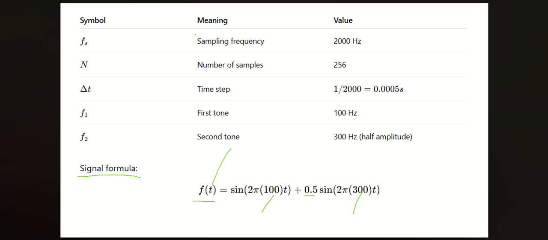So here fs is the sampling frequency, say 2000 hertz, the number of samples is 256, and the time step is 1 divided by 2000, which is 0.0005 seconds. And f1, the first tone, is 100 hertz, and f2, the second tone, is 300 hertz, of amplitude 0.5.